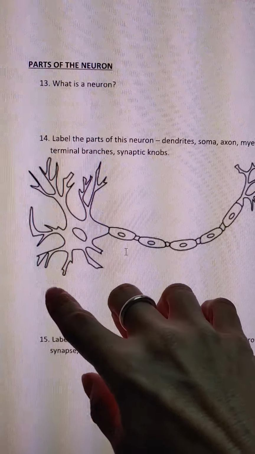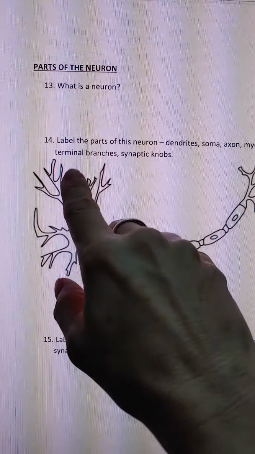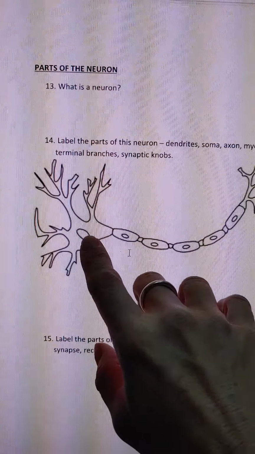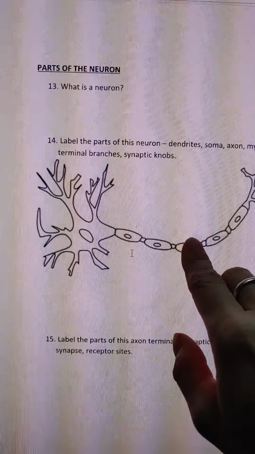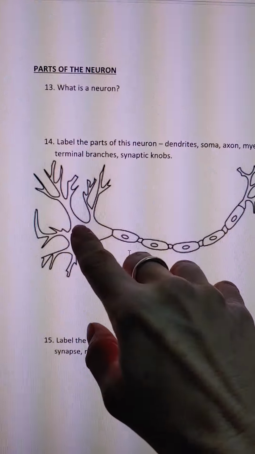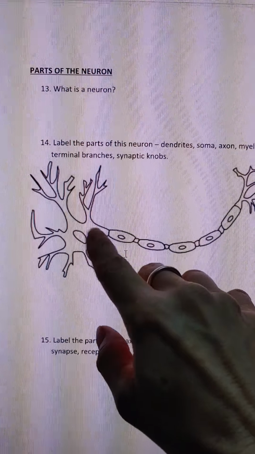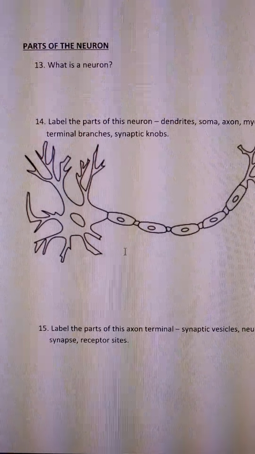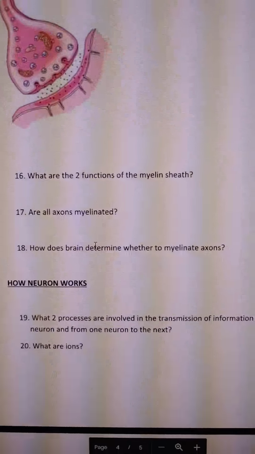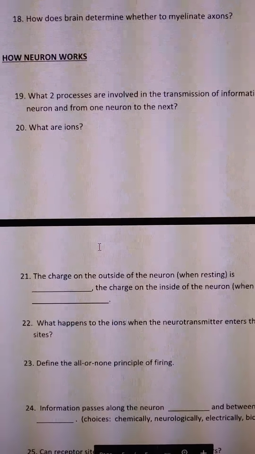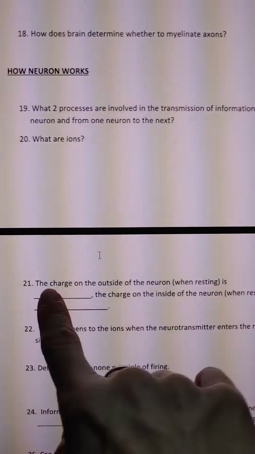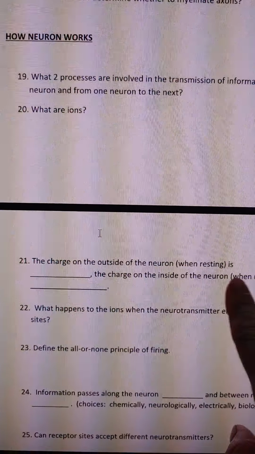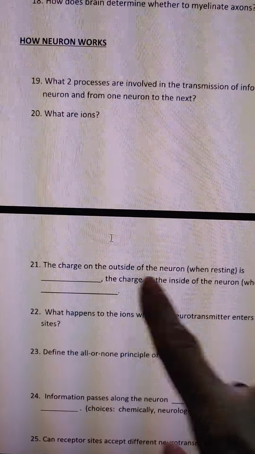When this dendrite receives a strong enough message from another cell, it will start doors along this neuron opening and shutting, letting in the positive ions from the outside and spitting out some of the negatives from the inside. We'll talk about that in a minute. But ions are electrically charged particles. So that was question number 20, what are ions? Number 21. The charge on the outside of the neuron when it's resting is what? Positive. The charge on the inside of the neuron when it's resting is negative.